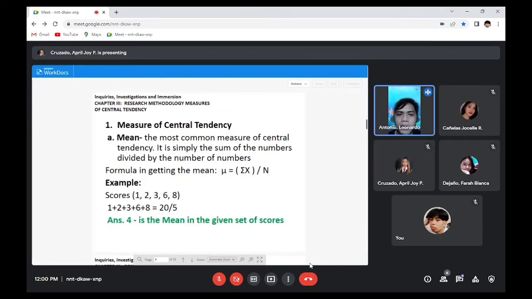For example, scores 1, 2, 3, 6, 8. If you add all of that, 1 plus 2 plus 3 plus 6 plus 8, you get 20, divided by the number of numbers, which is 5. So the answer we get is 4. Therefore, 4 is the mean in the given set of scores. Next slide, please.